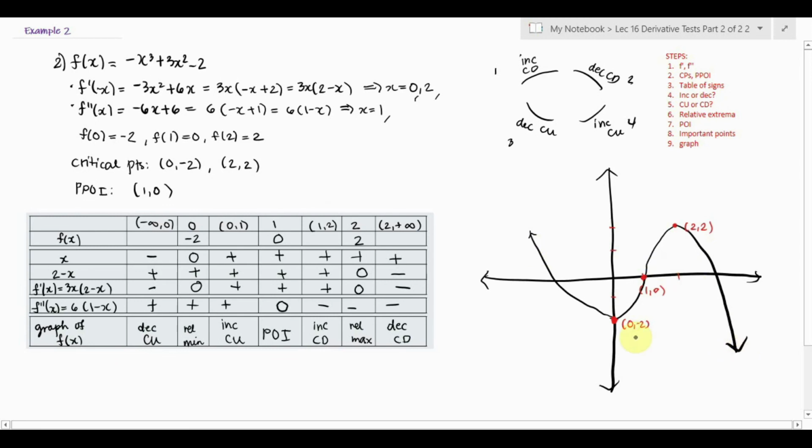Okay, so let's verify. At x equals 0, we have a relative minimum. At x equals 1, we have a POI. It changes from concave up to concave down. And at x equals 2, we have a relative maximum. Hence, this is the graph of our function negative x cubed plus 3x squared minus 2.